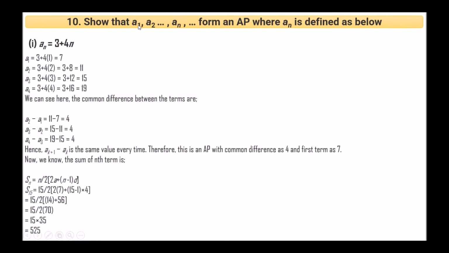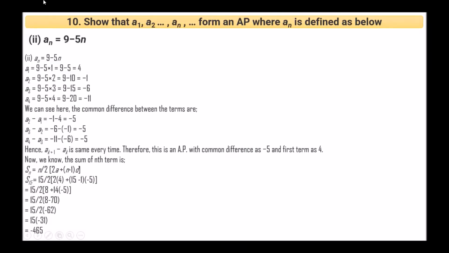Next, show that a1, a2, and so on till an form an AP, where an is defined as below. An equals 3 plus 4n. So a1 equals 3 plus 4 into 1, that is 7. a2 is 11, a3 is 15, a4 is 19. So the common difference between the terms is 4, 4, 4. Hence a(k plus 1) minus ak is the same value every time. Therefore this is an AP with common difference 4 and first term 7. So as we know the formula for the sum of n terms, we will put in the values and we will get S15 as 525.